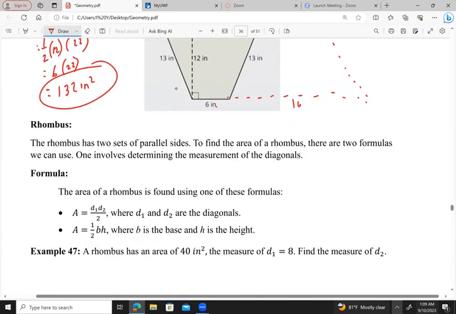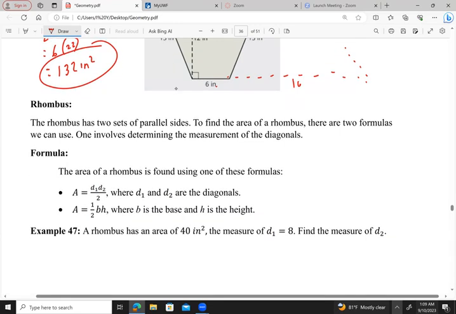Okay, the rhombus has two sets of parallel sides. Find the area of a rhombus. There are two formulas we can use. One involves determining the measurement of the diagonals. Area of a rhombus is found using one of these formulas. A equals diagonal 1 times diagonal 2 divided by 2, or A equals 1/2 base times height, where B is the base and H is the height.